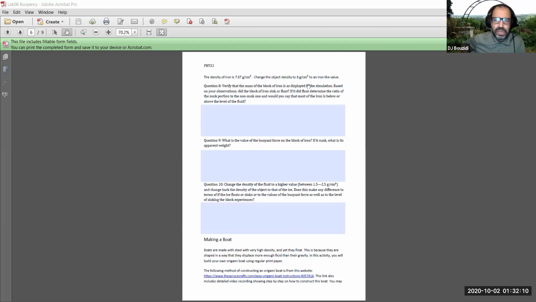So you cannot do, for example, lead, which is a little over 11 grams per cubic centimeter, or even denser materials. That's basically the maximum for this one. And again, questions 8 and 9 are similar to the previous 2 questions.